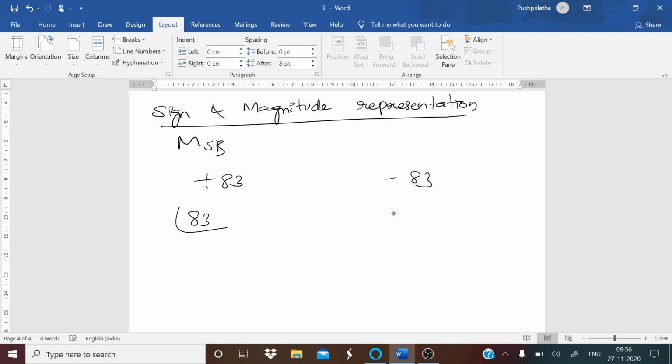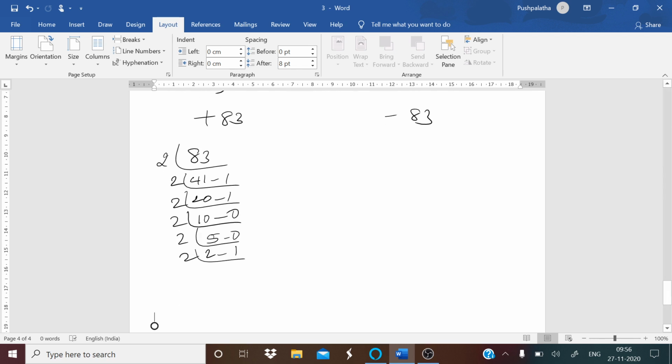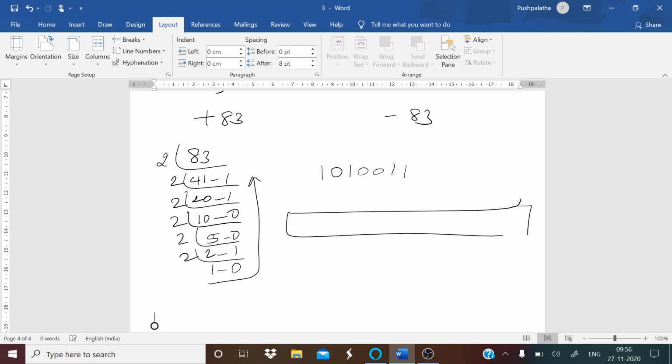For example, you convert this into base 2, because it is always represented in a binary format. 2 4s are... 2 1s are 2, 1 carry, 2 2s are 4, 0, 1 carry, 2 10s are 20, 0, 2 5s are 10, 0, 2 2s are 4, 1, 2 1s are 2, 0, right? So 1010011. When we are saying 8 bits, 1 2 3 4 5 6 7 8, right? So how many digits do you have? 1 2 3 4 5 6 7. So 1010011.